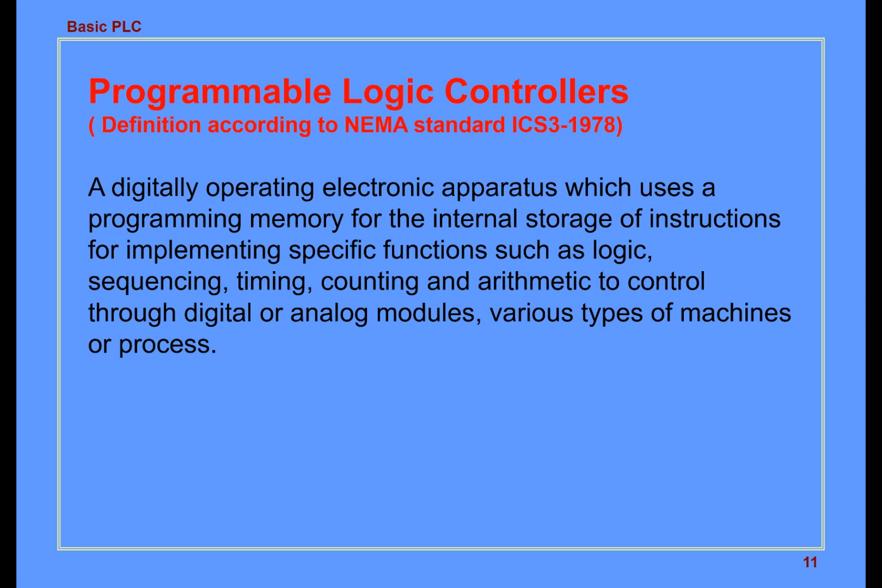So programmable, this is a definition that came around in '78. A digitally operating electronic apparatus that uses programming memory for internal logic and instructions implementing. In other words, basically, it's a computer-based control system right there. So the main thing is what we're controlling is various types of machines or processes.